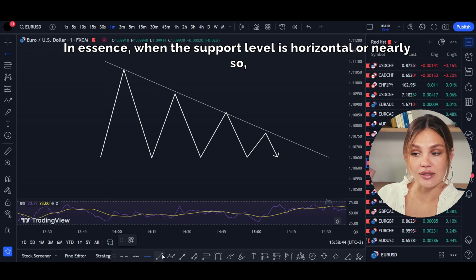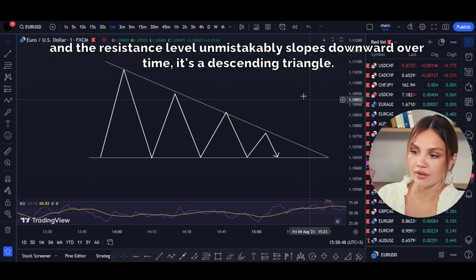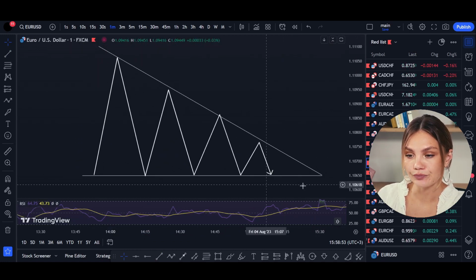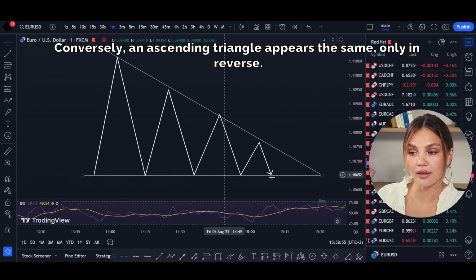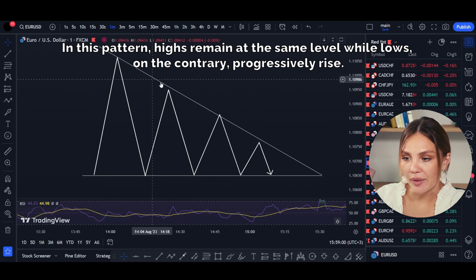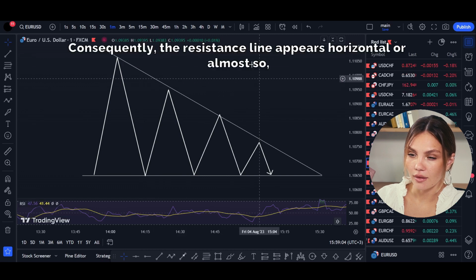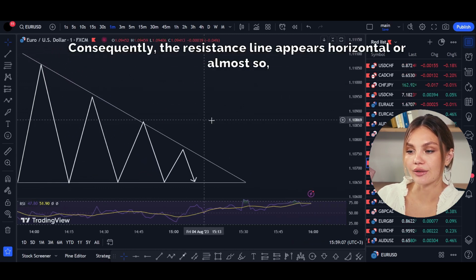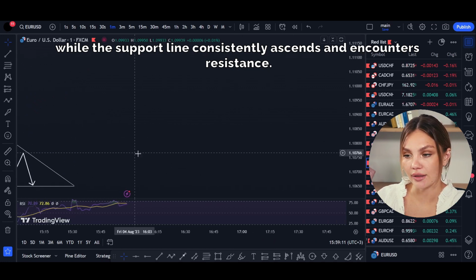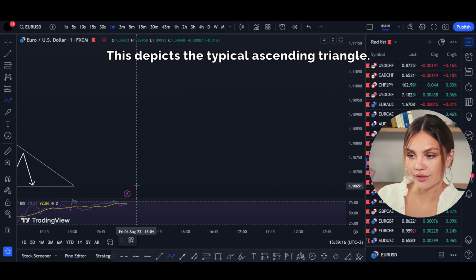In essence, when the support level is horizontal or nearly so, and the resistance level unmistakably slopes downward over time, it's a descending triangle. Conversely, an ascending triangle appears the same, only in reverse. In this pattern, highs remain at the same level, while lows, on the contrary, progressively rise. Consequently, the resistance line appears horizontal or almost so, while the support line consistently ascends and encounters resistance. This depicts the typical ascending triangle.